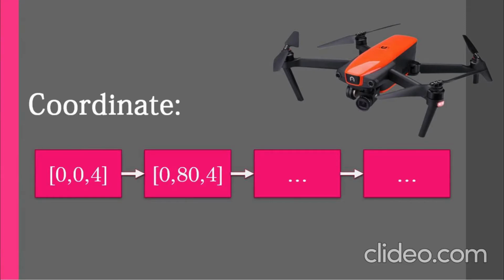Alright, so next is the coordinates. Before the UAV can fly, we need to give instructions on where to fly. For this case, I put the coordinate 0, 0, 4 first. It means X0, Y0 and Z4. It means that the drone starts to take off from coordinate 0, 0, 0 to 0, 0, 4. Then it will go to 0, 8, 4 and the other coordinates.